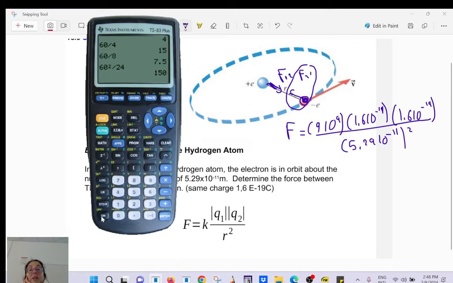I'll show you only once with the TI to make sure that everyone knows how to use the TI. So you go 9 and then second comma, that will be your base 10, 9. You close the parentheses. To multiply, you don't need to put a times here. You just do this. So 1.6 times 10 to the negative 19. And then you can square it. Or you can keep going. Okay? And then you do enter, and then you divide, open the parentheses, and you do 5.29 times 10 to the negative 11, and then you square that. Did you get that?